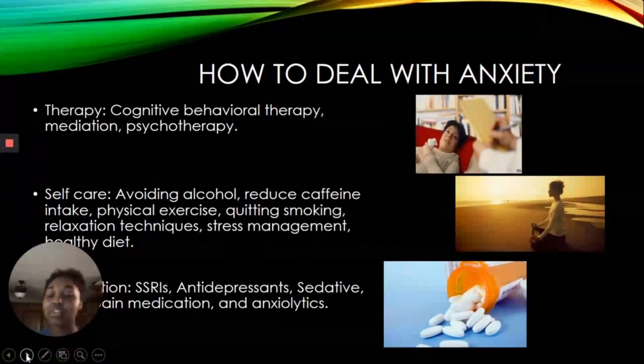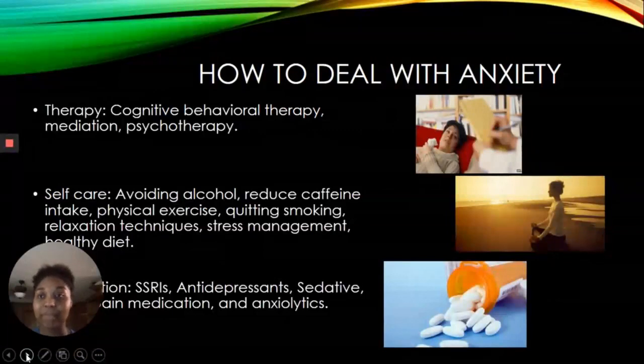How to deal with anxiety. These are three different ways that someone, you or somebody that you may know who has anxiety, can deal with their anxiety disorder. The first one is therapy. These are three types of therapies that can be used: cognitive behavior therapy, meditation, and psychotherapy.